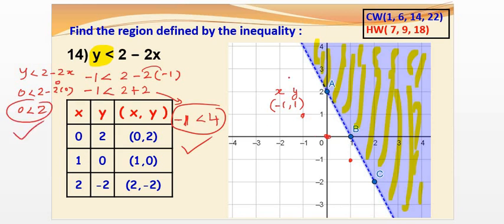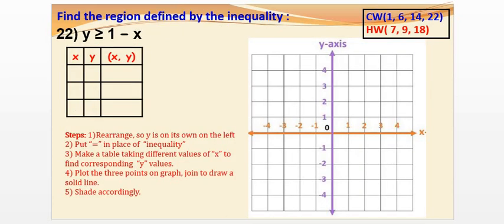So you can choose any point in the unshaded region, replace it here in the inequality. If your inequality still remains correct, that means you have shaded correctly. Let's solve question number 22 now. Now better pause the video here. By looking at these steps, solve this question on your own and then play the video to check your answer.